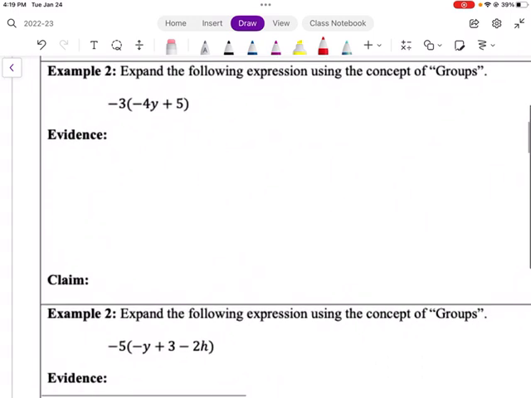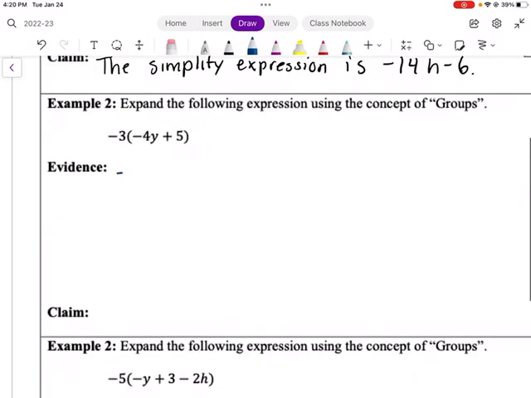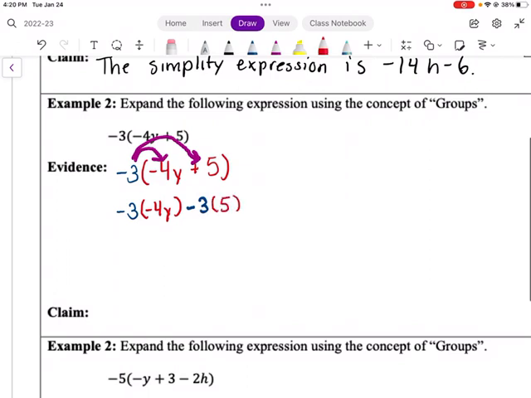So let's look at this. I'm going to take negative 3y times negative 4y plus 5. And I'm going to multiply negative 3y with this number, negative 4y. And I'm going to multiply negative 3y with this number. 3 times positive 5. And then I'm going to multiply it out.